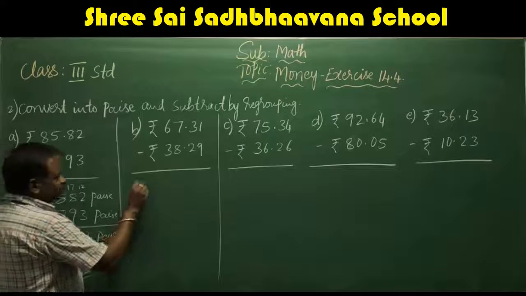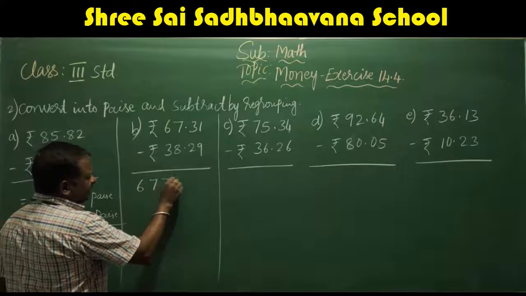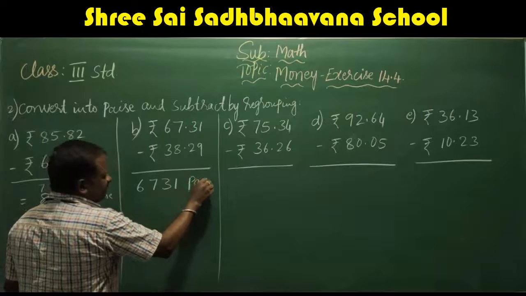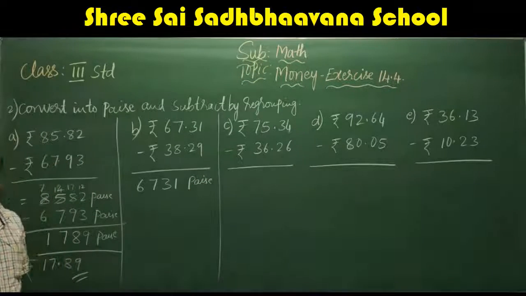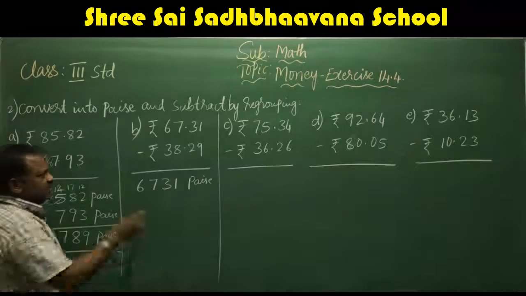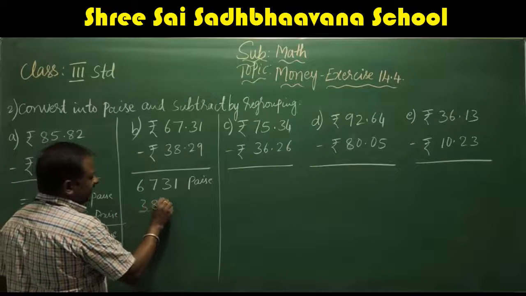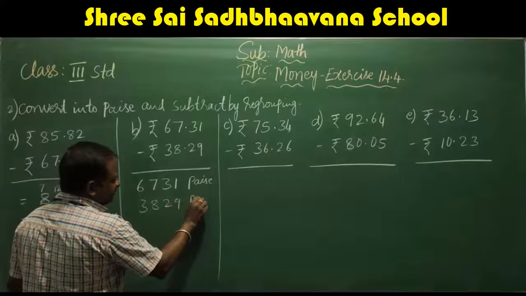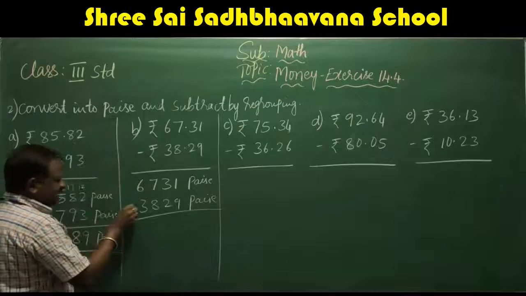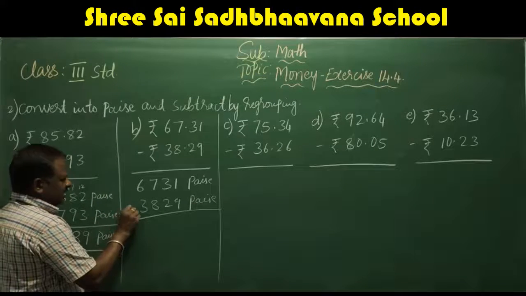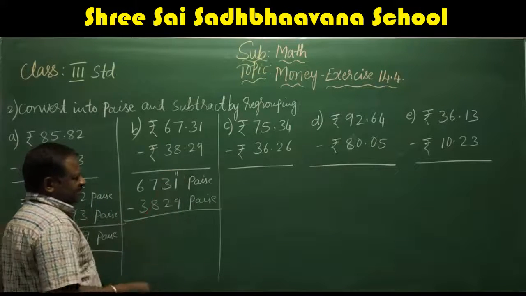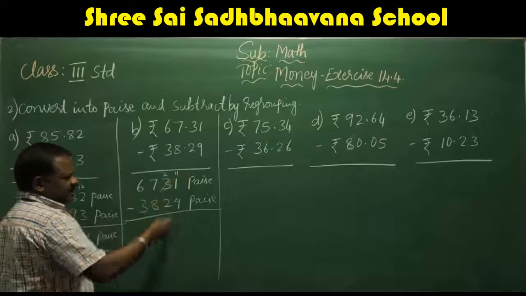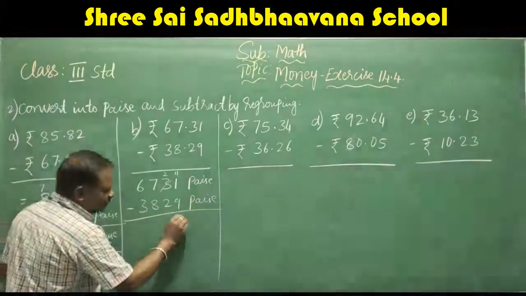This can be written as 6,731 paise. Now there is no confusion to convert rupees to paise. And 3,829 paise. Subtract. 11 minus 9. This becomes 11. Take carry from here. 11 minus 9, 2.